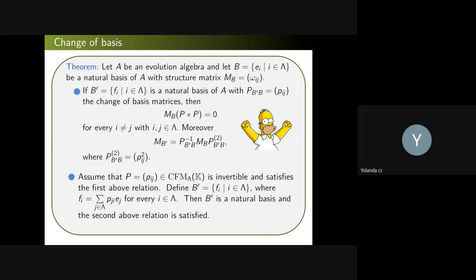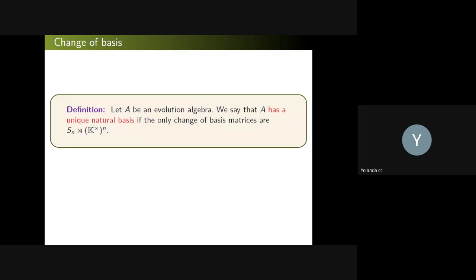We note that clearly if we multiply each element of a natural basis by a non-zero scalar and reorder the elements, we obtain another natural basis. When the only change of basis matrices are of this type, we say that the evolution algebra has a unique natural basis. We observe that the set of all change of basis matrices, when we have a unique natural basis, forms a subgroup of the automorphism group, called the semi-direct product of the symmetric group of all permutations of n elements, where n is the dimension of the algebra, and the group K without 0 to the power n. Okay. Now we are going to see when an evolution algebra verifies this.